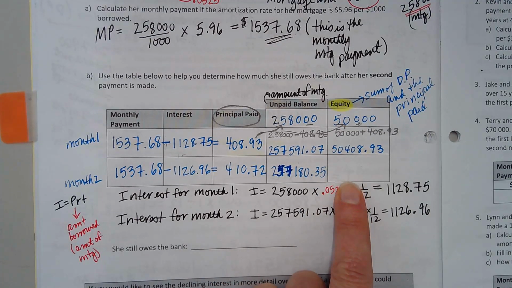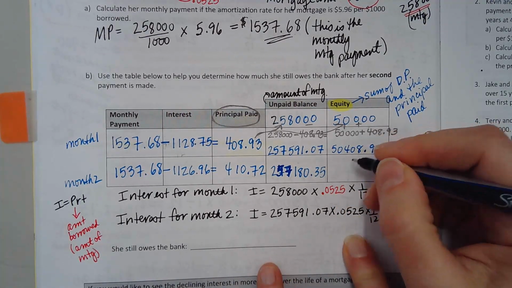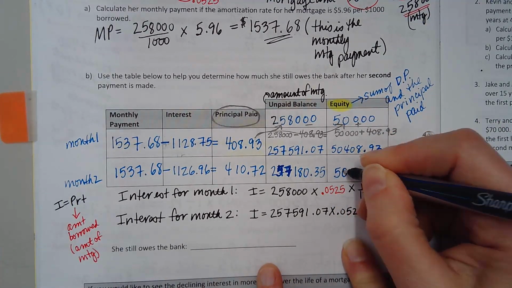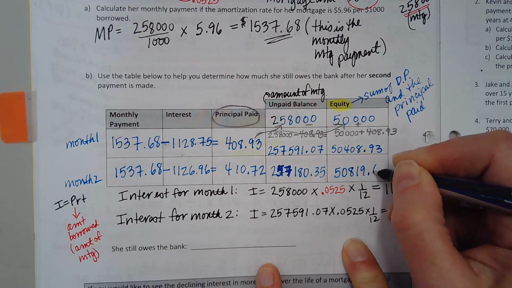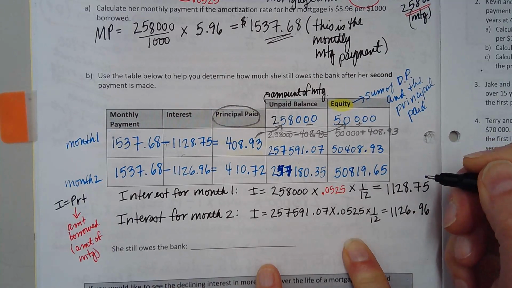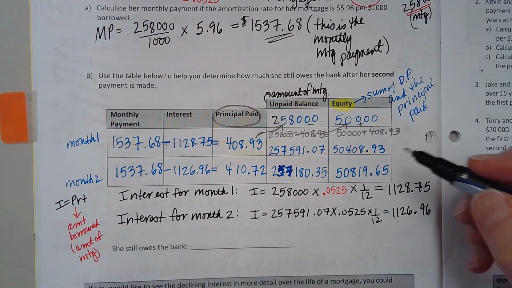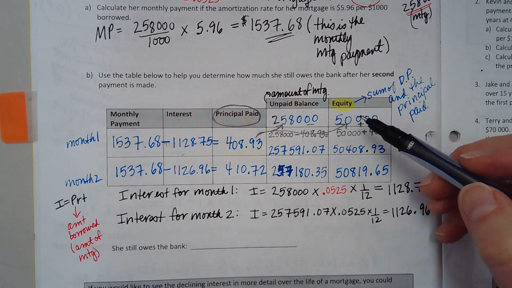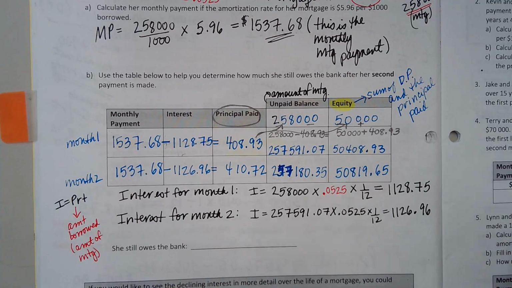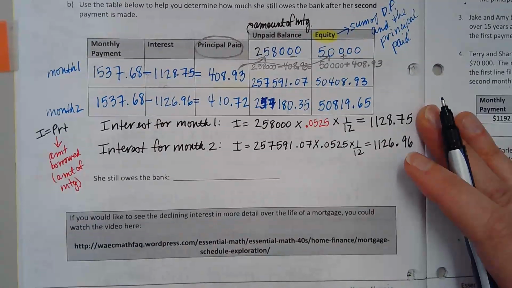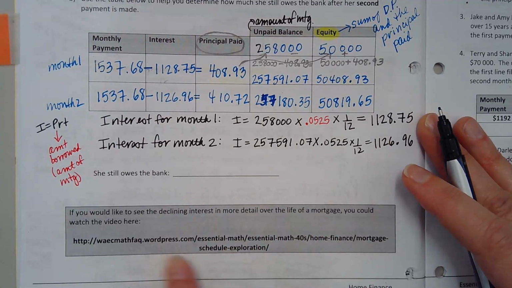Next column. Now, how much of her house has she paid off? Not just 50,408. She's now paid off 50,819.65. Yes, she's got a long way to go, but every month the amount she's paid off keeps growing. So that's what the equity is, the amount she's paid off of her house. Now think about it, and there's a little box at the bottom. If you want to see more about declining interest rates, you can go to this website, there's a little video.